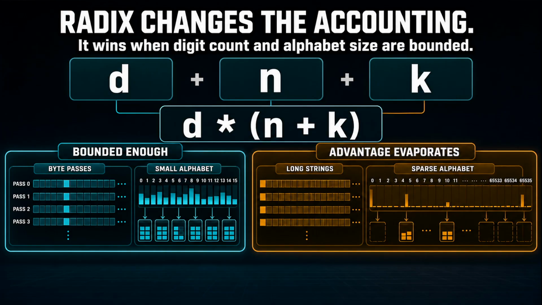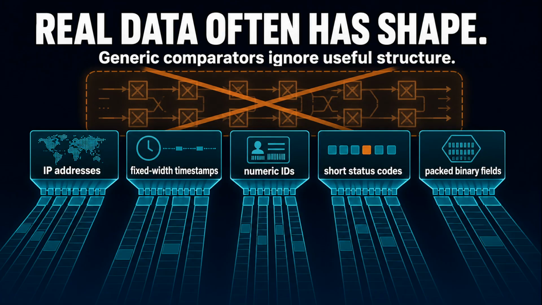Right, but if the keys are long strings with no useful bound, or if the alphabet is huge and sparse, the advantage evaporates. Radix sort did not break Big O. It changed the accounting by using key structure directly. That is the shift. From Radix's fixed-width assumption, the idea stops being classroom trivia.